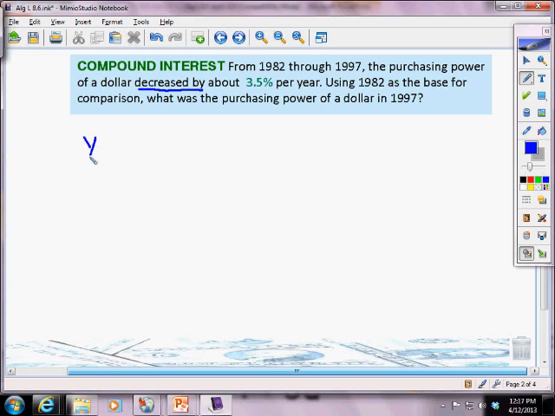If you use our formula of our initial amount times our decay factor raised to our time period, what we can say is our initial amount. Now, at first glance, it doesn't look like we're given an initial amount. But right here, we're talking about the purchasing power of a dollar. How much is a dollar worth? Well, 1. Now, to figure out our decay factor, we're going to go 1 minus our percentage.